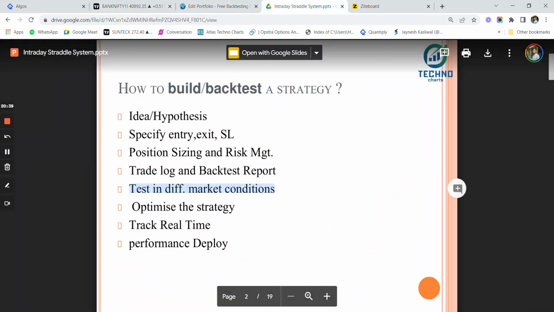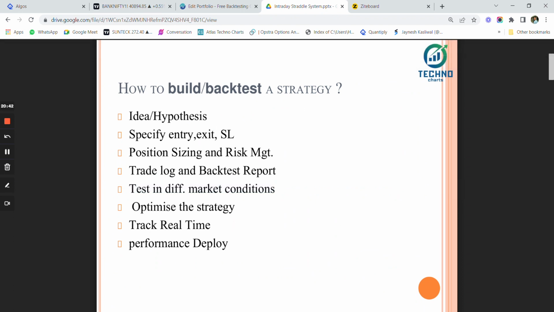Now, test in different market conditions. We have backtested the strategy in all the market conditions from 2019 to 2022. Optimize the strategy. So we have talked about how we can optimize the strategy. Track real-time performance. So real-time performance can only be tracked once you deploy the strategy. Now my real-time performance would be different from your real-time performance because the environment in which we are deploying, basically the platform which we are using, would differ, and hence there would be differences in real-time performance. Only thing is you should try that your backtest and real data are as close as possible.